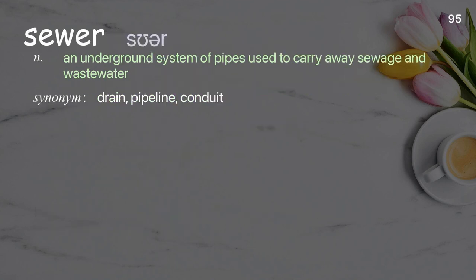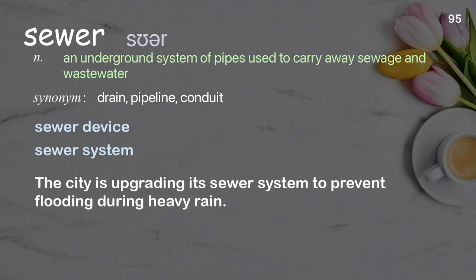Sewer: an underground system of pipes used to carry away sewage and wastewater. Examples: sewer device, sewer system. The city is upgrading its sewer system to prevent flooding during heavy rain.